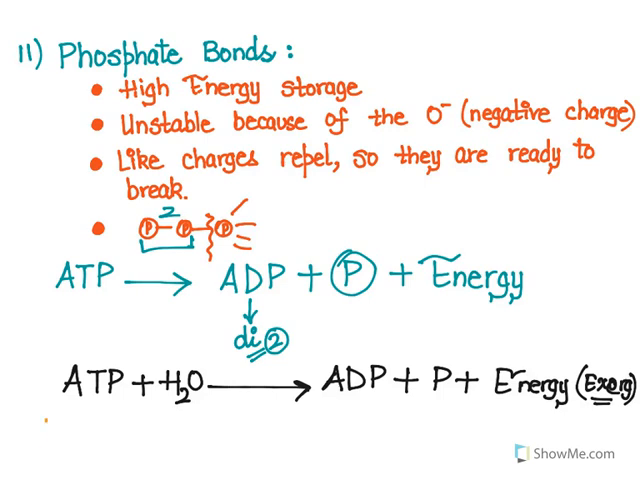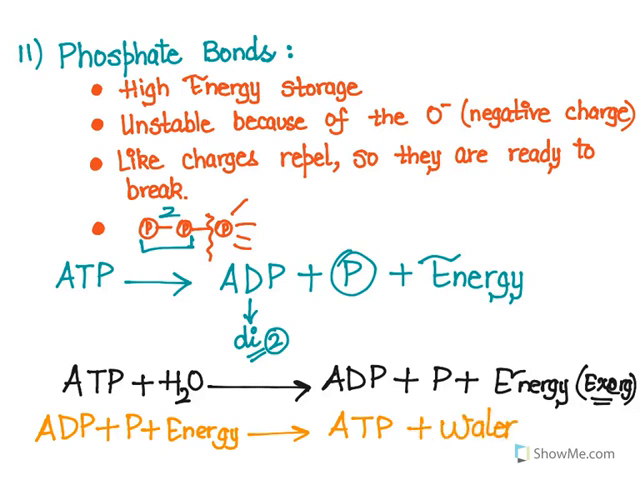Next up, what if this is the reversible reaction? What will happen? ADP plus phosphate plus energy is going to give us back ATP, and it also gives water. Both of these reactions keep on happening on a continuous basis in the body. And here the energy is being used as part of the reaction on the side of the reactants. That is why it is called an endergonic reaction. So this is another important detail that we need to know.